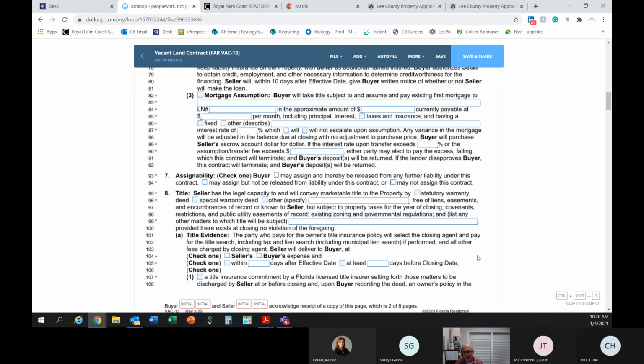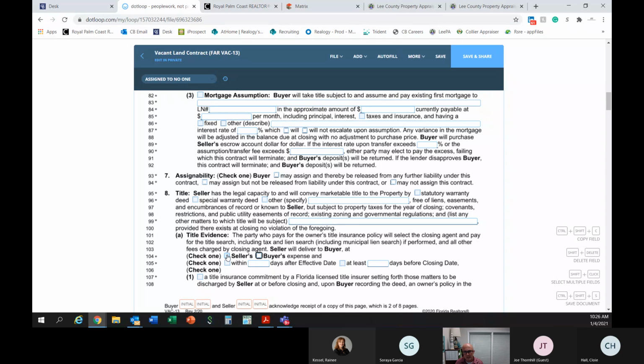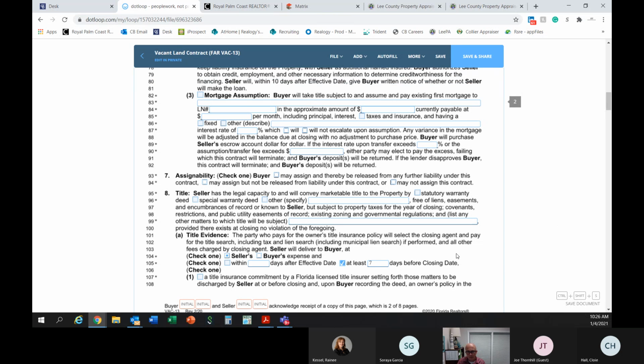Within blank days after the effective date. So this is Lee County. We're going to go here. We'll say within 21 days after the effective date. Well, you know what? I like this one better. At least 7 days before closing.